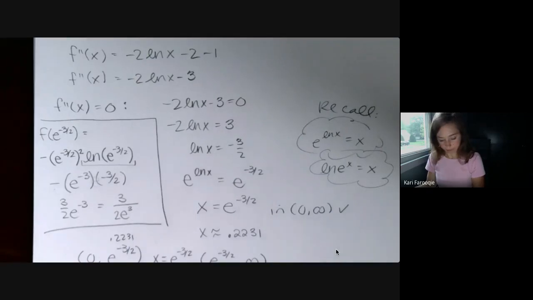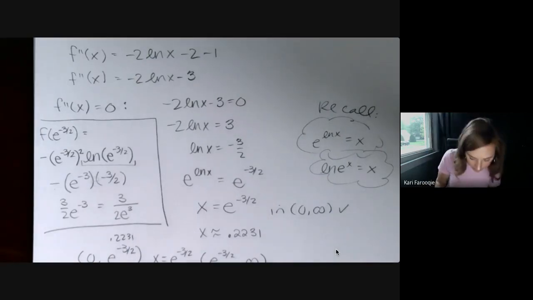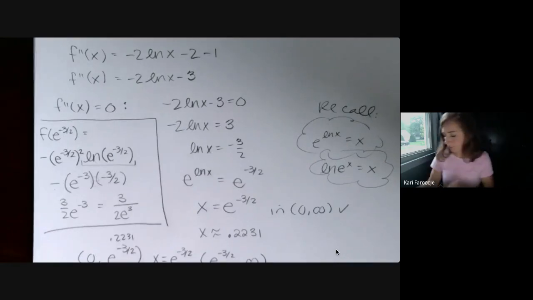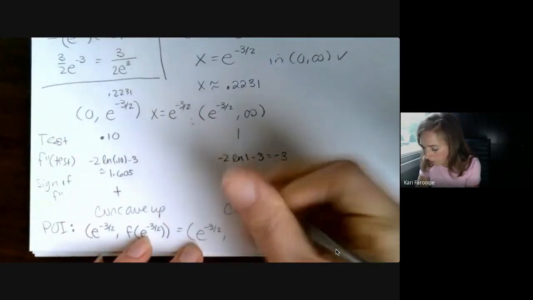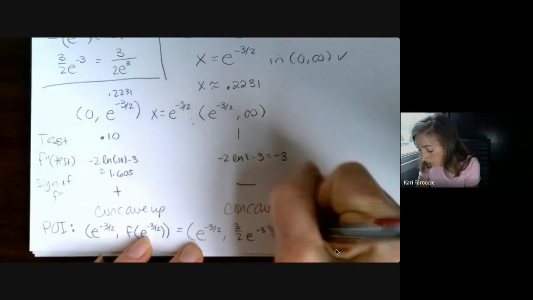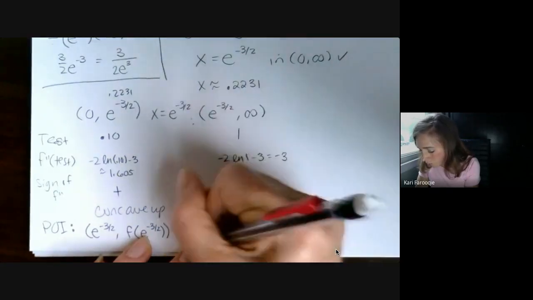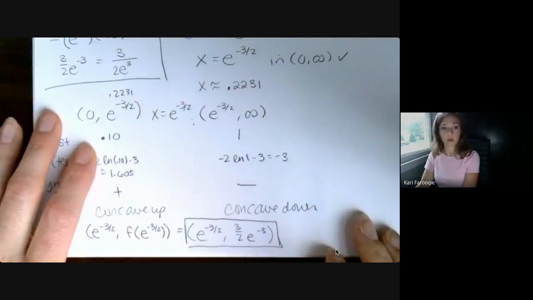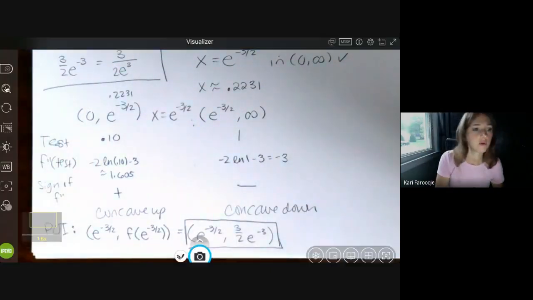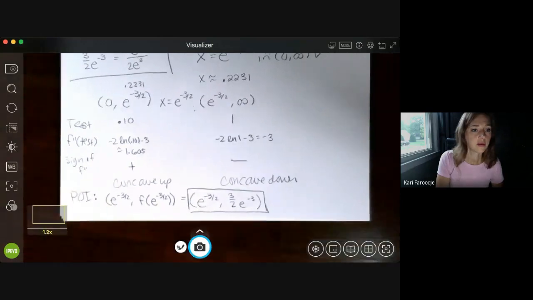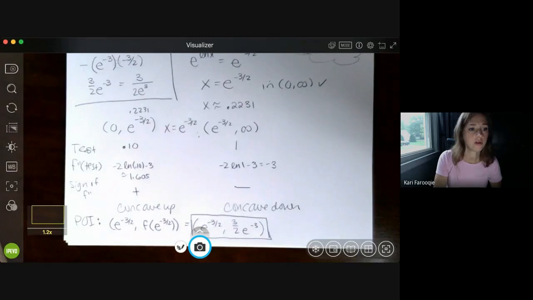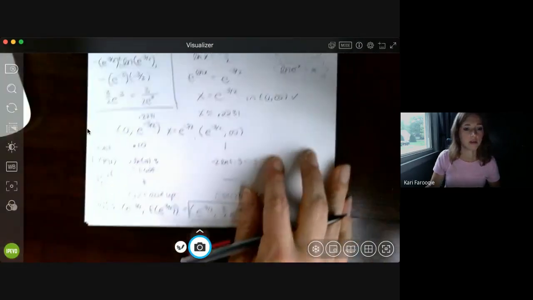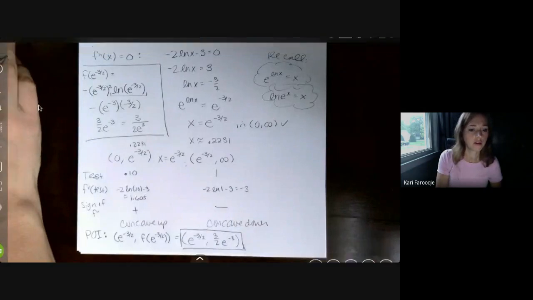Up to you. So when I write this down here in my point of inflection, I'm going to write it as e to the -3/2 and then 3/2 e to the -3rd. So remember, you will have to enter exact values. So make sure you get some practice doing this algebra work. I know it seems silly to say, but make sure that you understand how to actually evaluate these functions here.